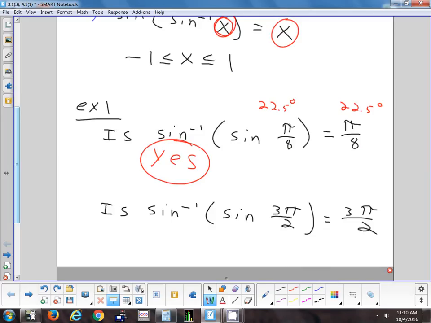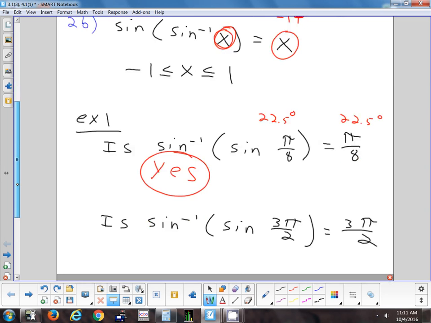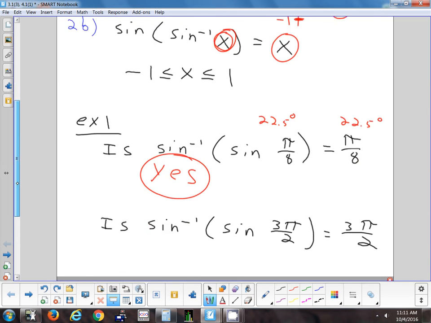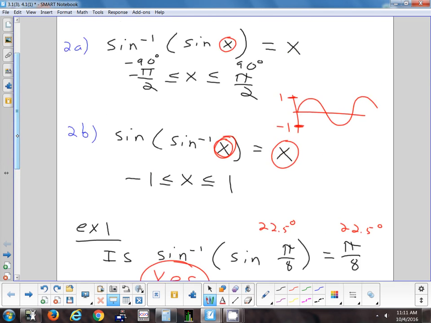All right. Let's try this one. Okay. The inverse sine of the sine of 3 pi over 2. Okay, Sam, is this one formula 2a or 2b? 2a. Yeah, again, it's the inverse on the outside. Okay, so that's 2a.